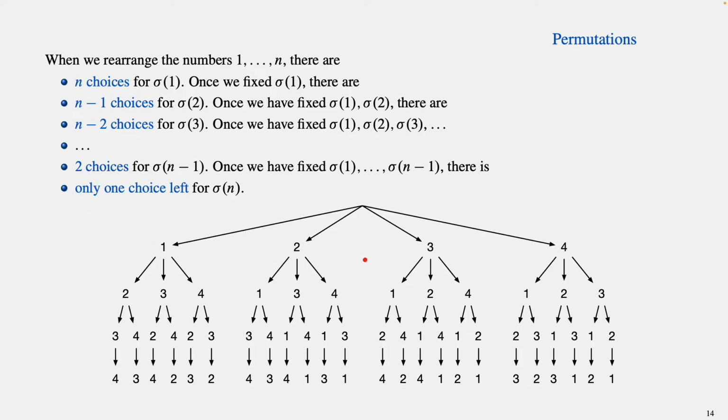So we begin with 4 choices for the first number, then we have, no matter what we choose, 3 choices for the second number. And then again, no matter how we've chosen so far, we always have 2 choices for the third number. And once we've picked the third number, there's always only one choice left.